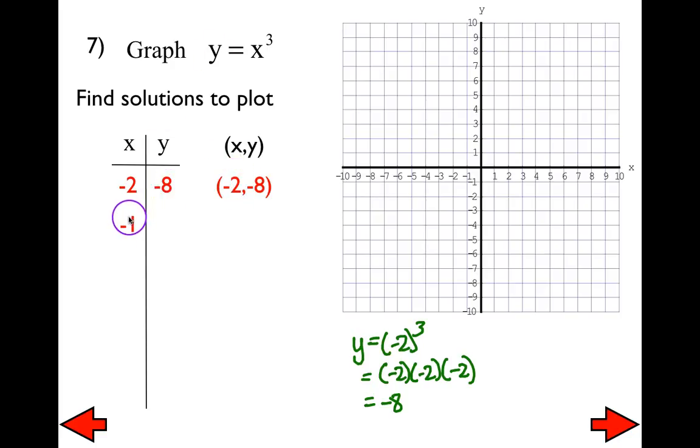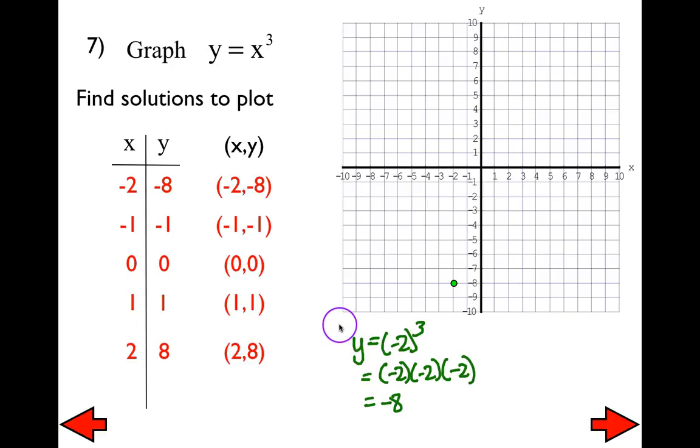Now, next number I'm going to try is -1. If you repeat this process, you will get -1. So that's my ordered pair. And then I'll try 0. 0 cubed is 0, so it goes through (0, 0). And then 1. What is 1 cubed? 1 times 1 times 1 is just 1. That's my ordered pair. Last but not least, 2. 2 cubed is 2 times 2 times 2, which is 8, so that's my ordered pair. Now I'm going to plot these 5 ordered pairs that I've developed.